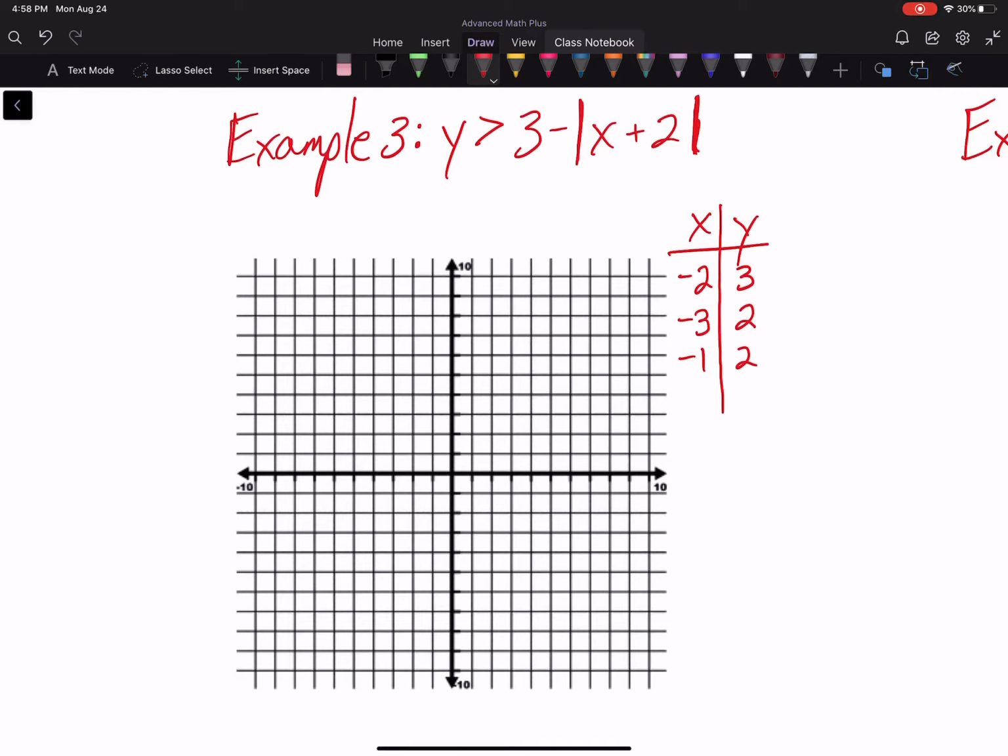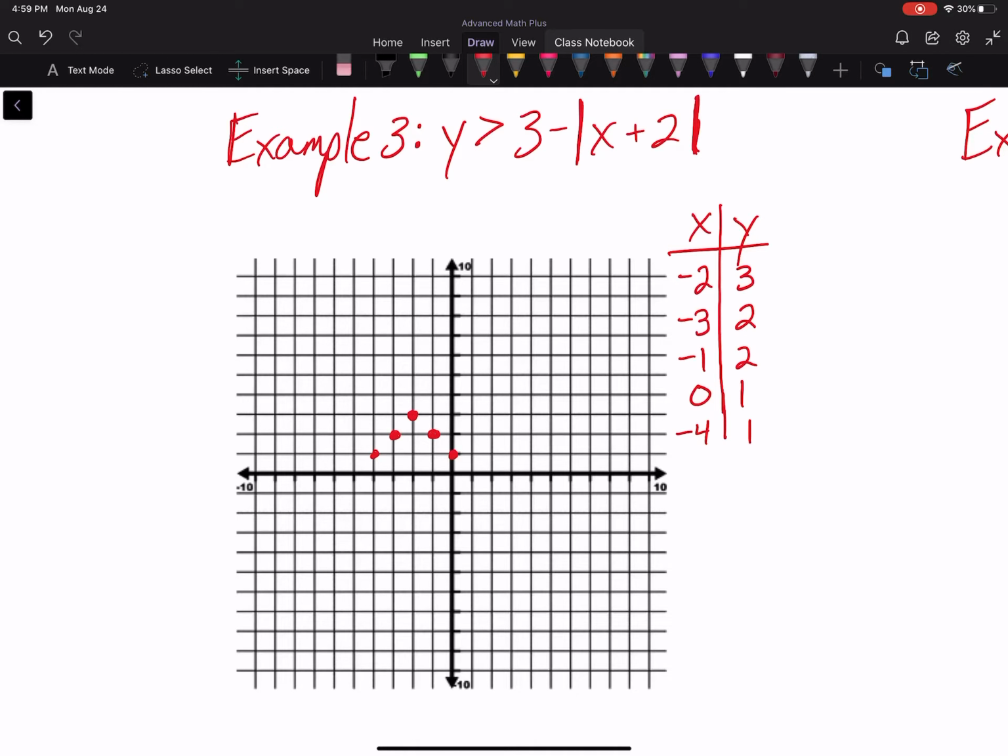Do one more on each side. 2 to the left of negative 2 is negative 4. If I plug that in, I get 3 minus 2, which is 1. And last but not least, 2 to the right of negative 2 is 0. If I plug that in, I also get 1. And then you plug in your answers. So negative 2, 3; negative 3, 2; negative 1, 2; 0, 1; negative 4, 1.